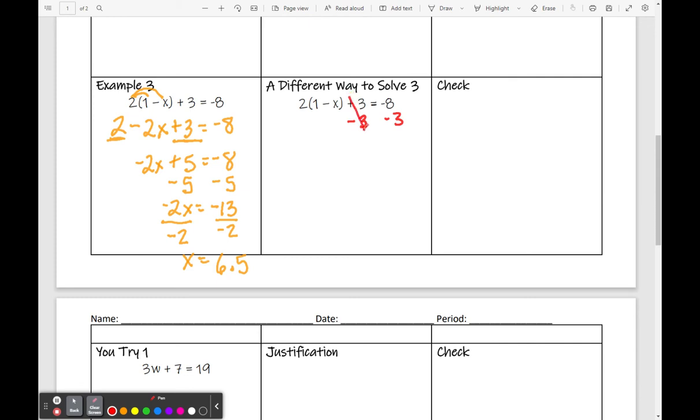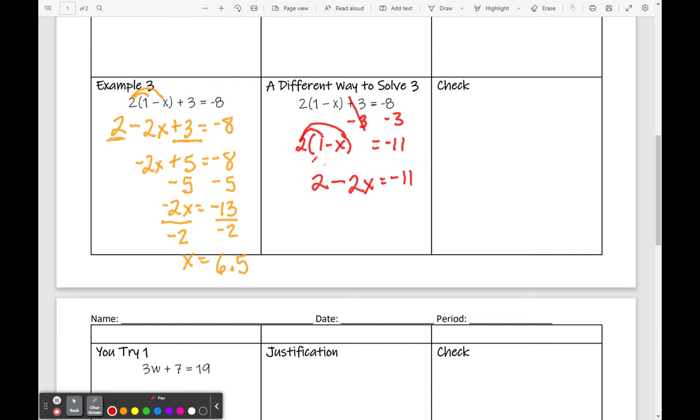3 minus 3 is 0. Negative 8 minus a negative 3 is a negative 11. So 2 times (1 minus x) equals a negative 11. If you want to remove that constant first, get it out of the way, that's fine too. At this point, we would distribute. 2 times 1 is 2, minus 2 times x is 2x, equals a negative 11.